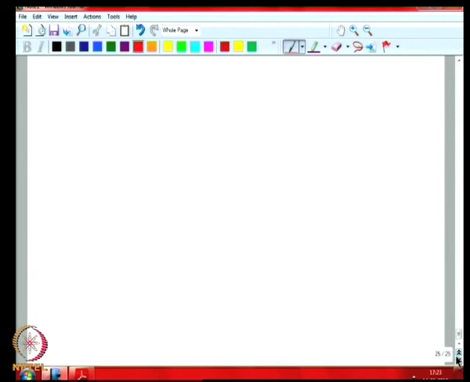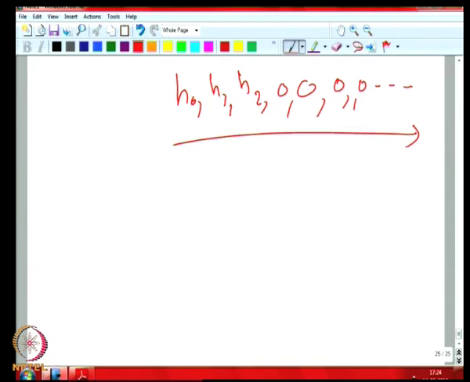Suppose in some cases it may be just H0, H1, H2, and after some time all of them may become 0. So, this is indeed an infinite sequence in that sense, but otherwise only the relevant non-zero terms come only in the first n terms, a finite number of terms. That is also possible. So, we will look at some examples.